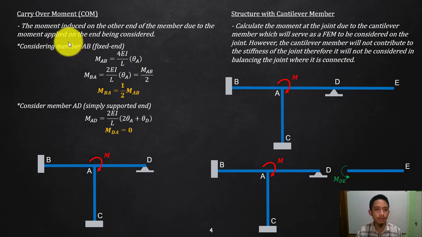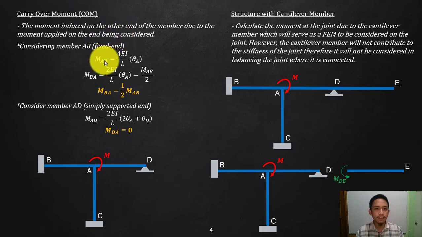Okay, so that is what I was saying a while ago. If you are balancing the moment at joint A, there is a moment that will be taken by your member AB. The moment taken by that member AB will have an effect on the other end. That is what we call the carryover moment.